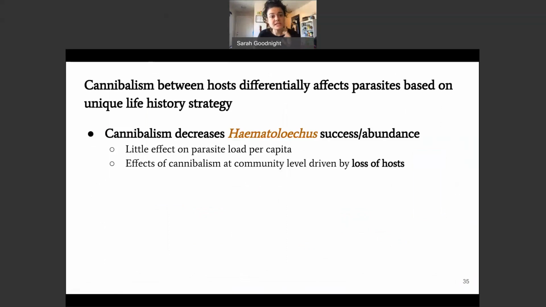So cannibalism decreased Hematoloechus success in terms of total abundance. There was little effect of cannibalism on parasite load per capita for this parasite, but it seems like the negative effects of cannibalism on Hematoloechus abundance were driven by the loss of hosts, because in my high cannibalism treatments, of course, I had much fewer nymphs survive and fewer hosts to carry that Hematoloechus parasite.